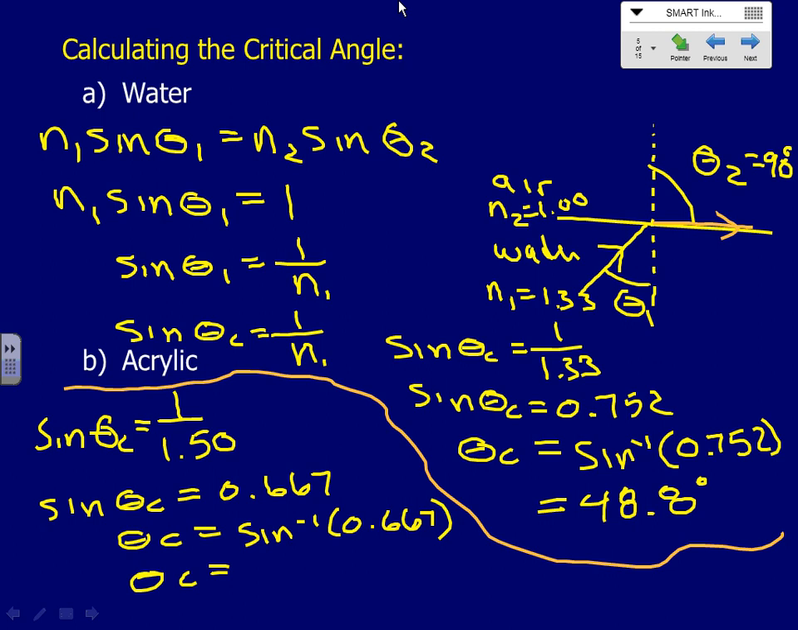What do you got, Kayla? 41.83, so we can stop at 41.8, that's good. Notice what happens as the n gets bigger. What happens to the critical angle? It gets smaller, which means it takes less and less of an angle to keep the light in.